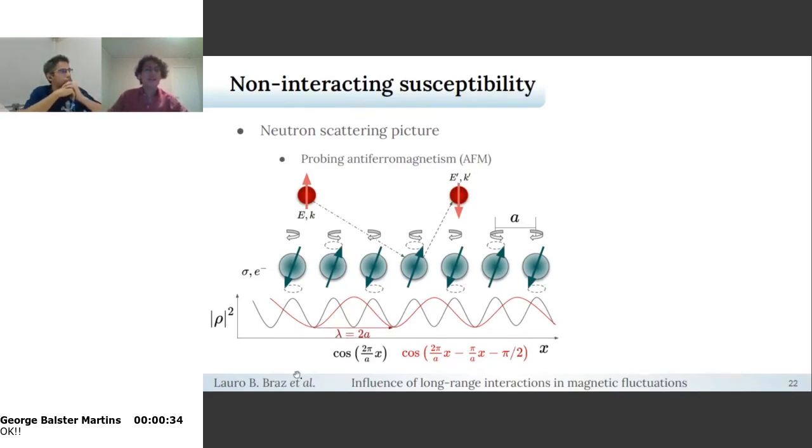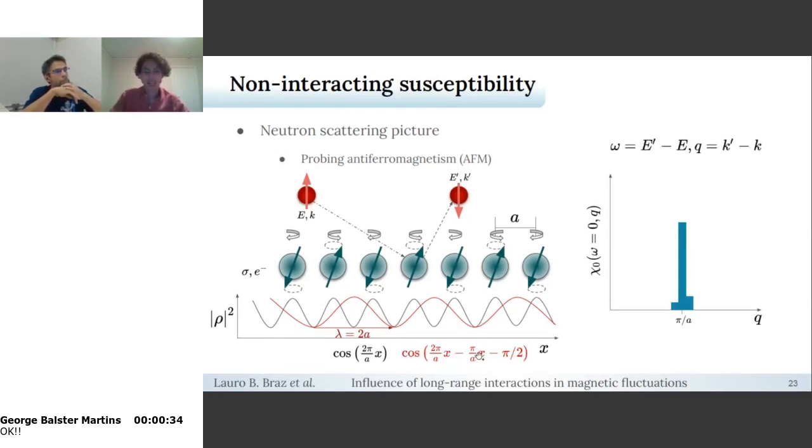Here, the wavelength is of 2a, so the scattered momentum, and I'm introducing this notation, the Q value, K prime minus K, will present a peak at pi over a. So for an anti-ferromagnet, the peak is at pi over a, because that's the momentum transferred to the chain from the neutron. But for a ferromagnet, it's Q equals to 0. And that's how to probe magnetism from the susceptibility measurements. Okay, so I expect that's a bit more clear.